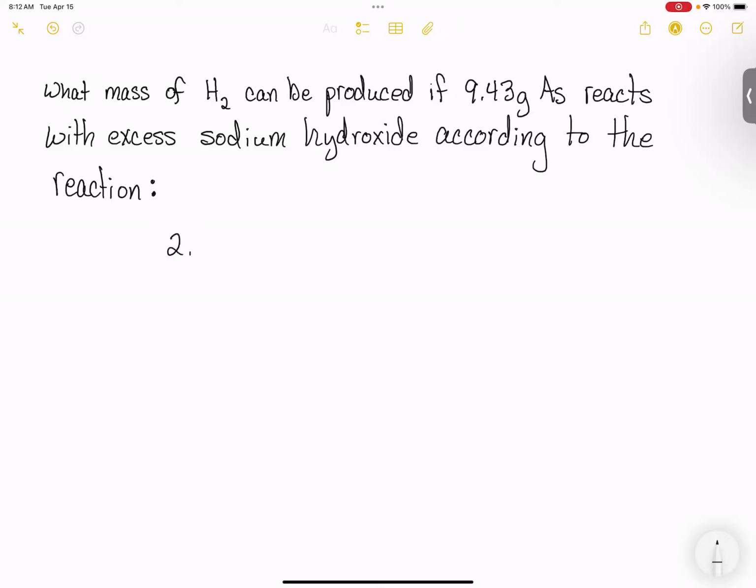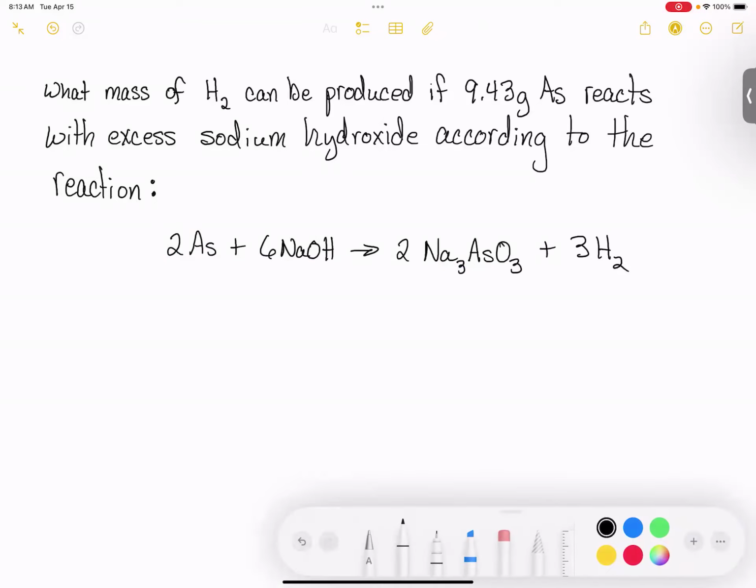2 arsenic plus 6 sodium hydroxides goes to make 2 sodium arsenides plus 3 hydrogens. Okay.